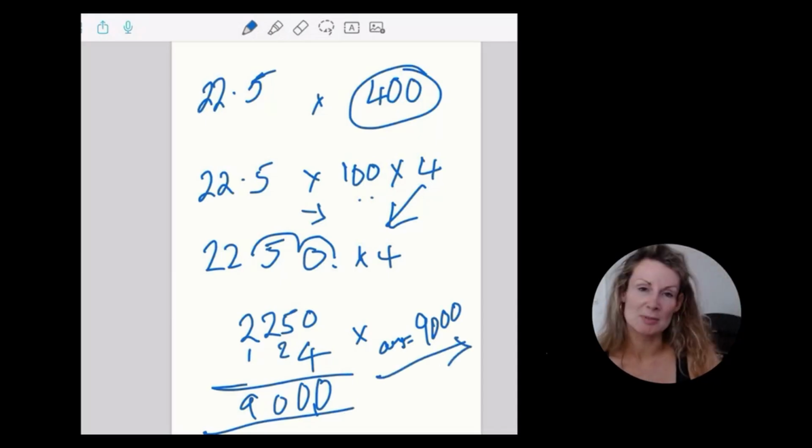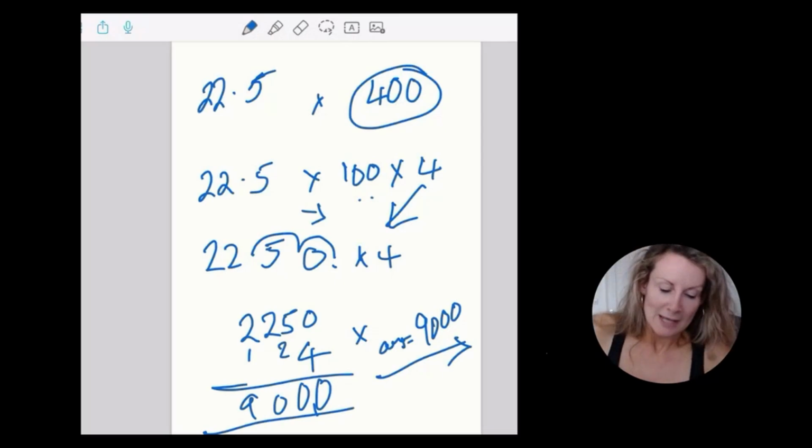You see, because you're timesing by 100, you're not putting anything back again. It's really unusual that you're going to be taking zeros off and things. That's really unusual.